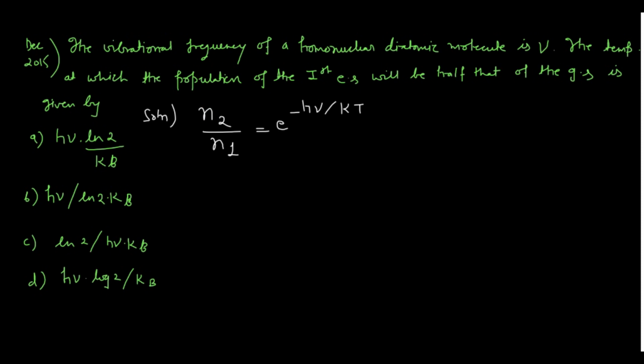So you can write n2 over n1, and what would this be? n2 is half of the first state, that is n1, and n1 is already there, so you can cancel n1 and n1, and this will give you 1 by 2. So n2 by n1 is 1 by 2. This is given to you. So here you can write 1 by 2 in place of n2 by n1. There is no problem in that.